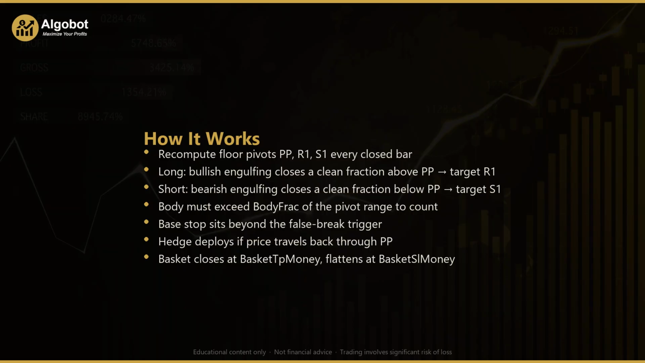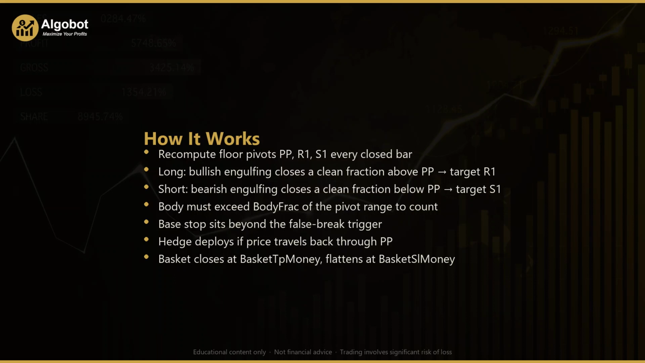For a long entry, the strategy detects a bullish engulfing candle. That means the just closed bar is a green bar whose body fully engulfs the prior red bar's body. On top of that, the engulfing body must be larger than the BreakFrac setting, which defaults to 20% of the pivot range, so the move is meaningful. And the close must land a clean BreakFrac above the central pivot, defaulting to 5% of the range above it. When all of that lines up, the strategy reads it as bulls taking control through the pivot and opens a buy, aiming for the upper pivot, R1, as its measured move target.